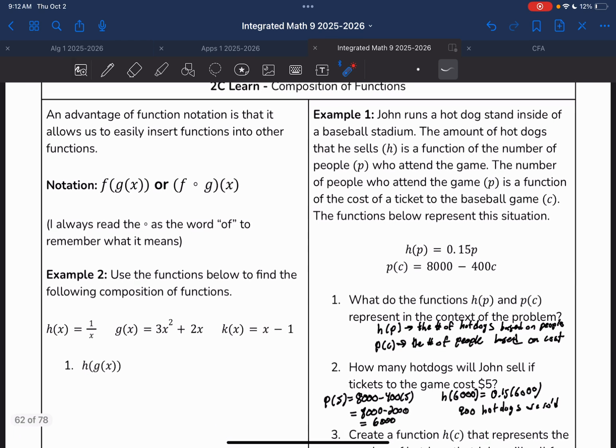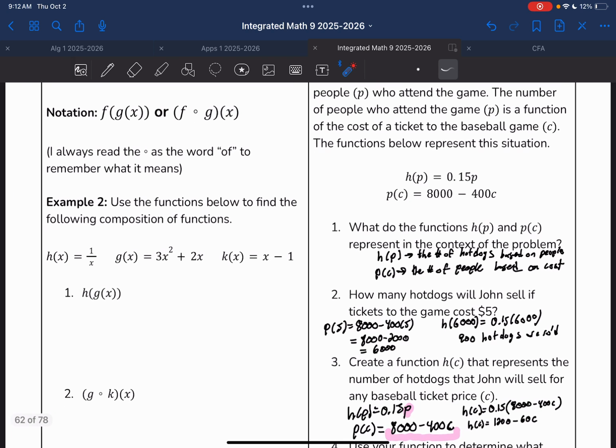So you'll see that written like f of g of x. I prefer this notation because it's more intuitive. You take g of x and you put it inside f of x, right? I think that makes a lot of sense. But you'll also see this f circle g of x. I remember that by thinking of the little circle there as the word "of": f of g of x. And then that makes me think of it like this.